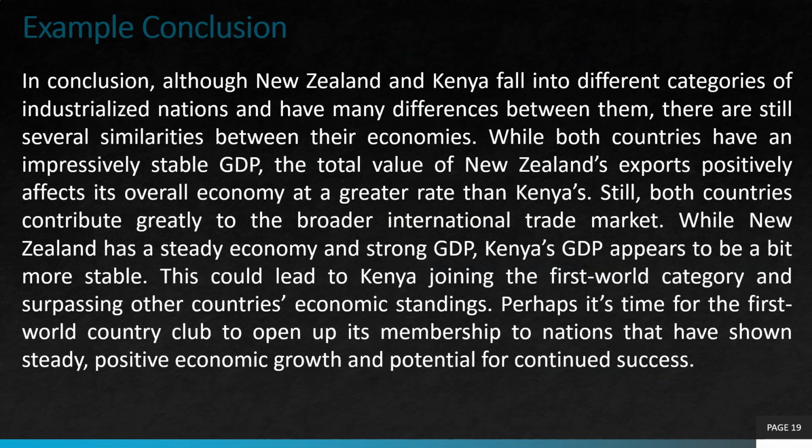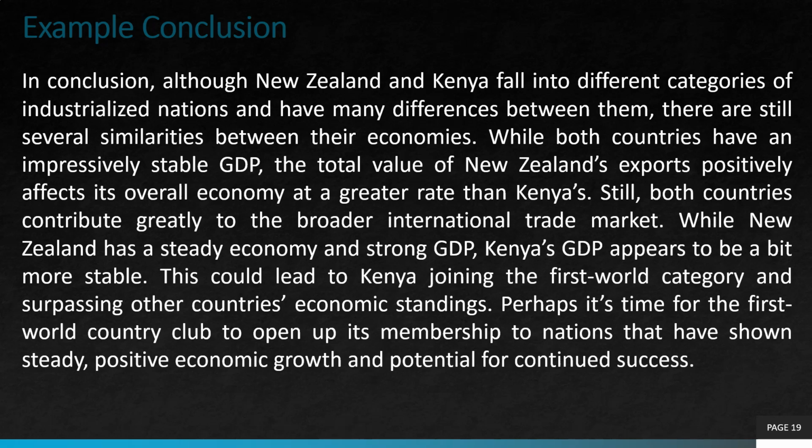So the example conclusion. In conclusion, although New Zealand and Kenya fall into different categories of industrialized nations and have many differences between them, there are still several similarities between their economies. While both countries have an impressively stable GDP, the total value of New Zealand's exports positively affects its overall economy at a greater rate than Kenya's. Still, both countries contribute greatly to the broader international trade market.